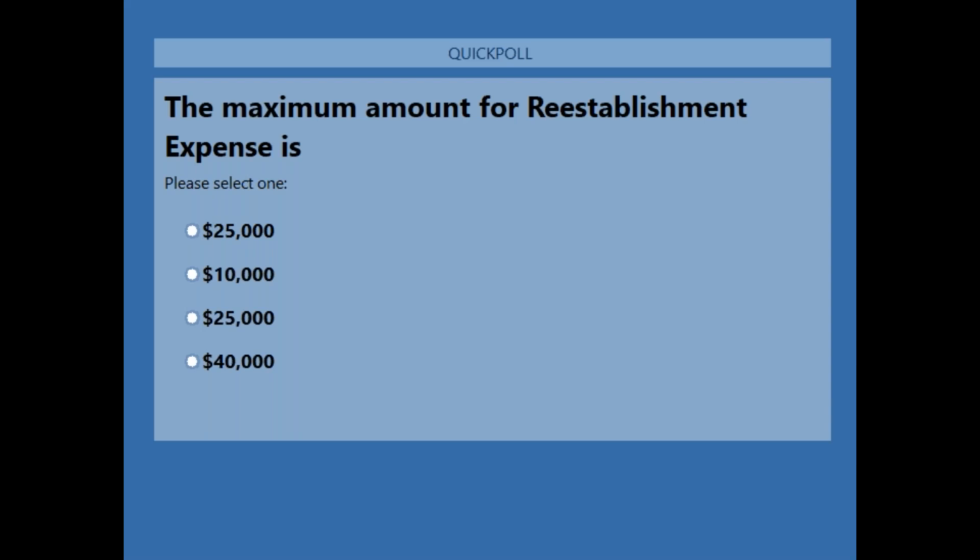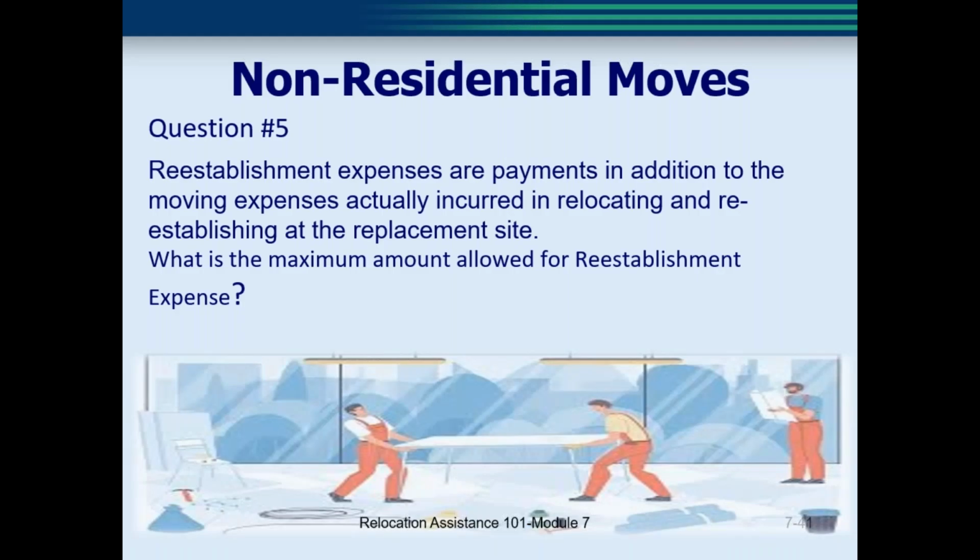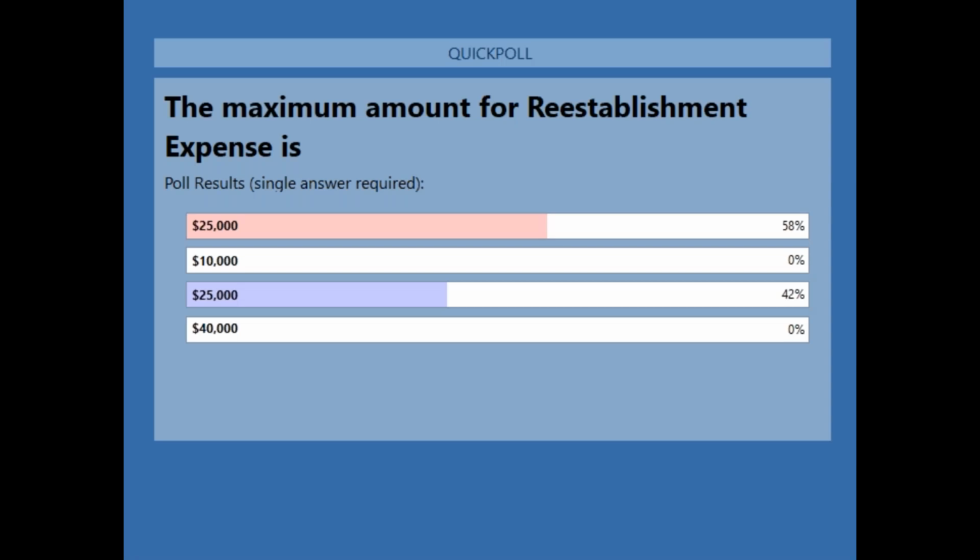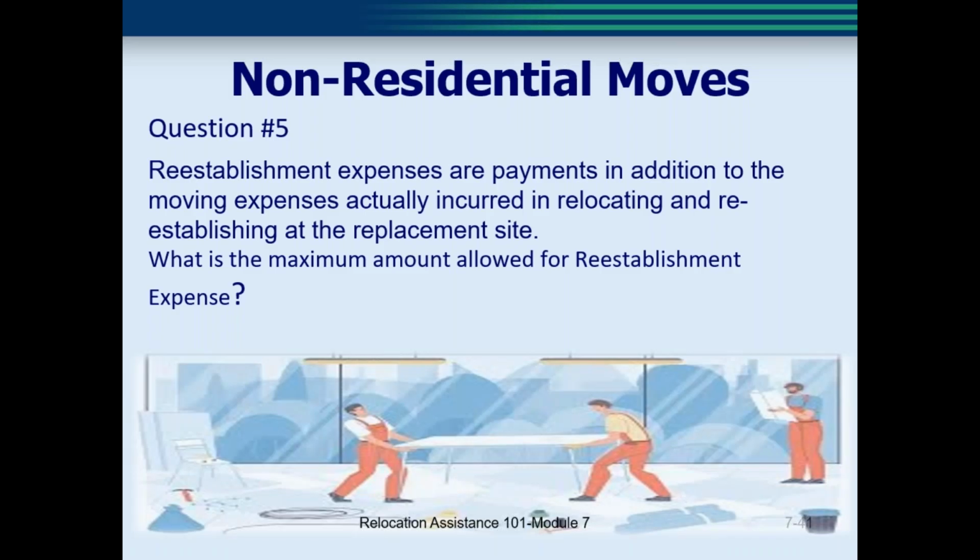Looks like we've got 25,000 on there twice, so either one of those two is going to be correct. I'm going to close the poll out and share it. Okay, there we go. Everybody's right. Yes, it is 25,000. Okay, I'll hide that.